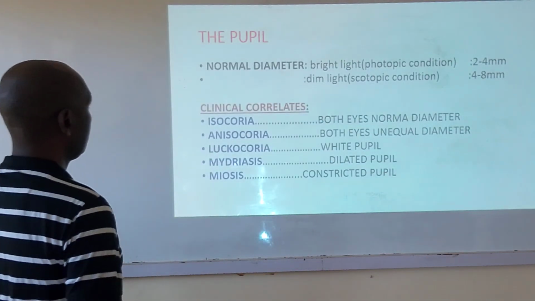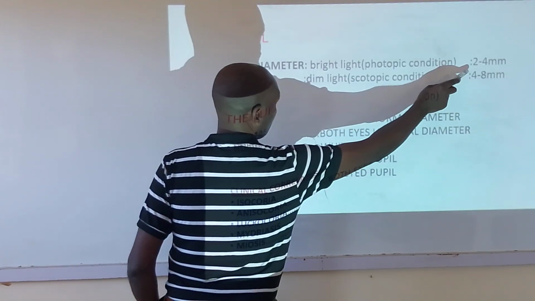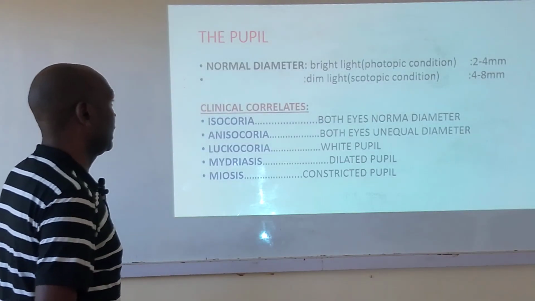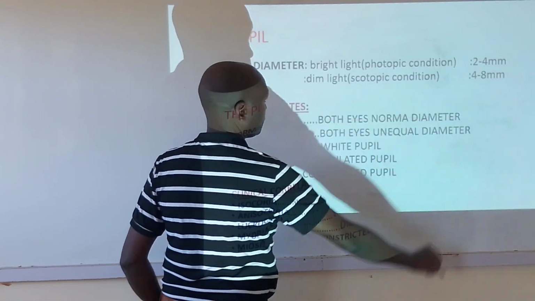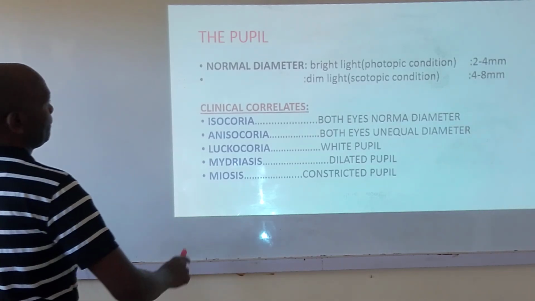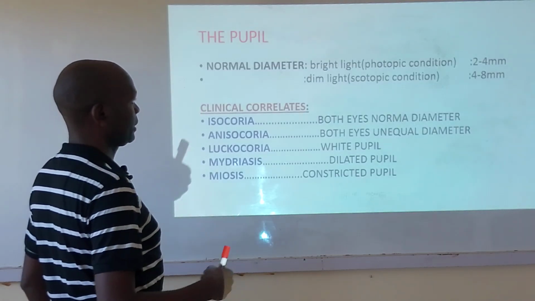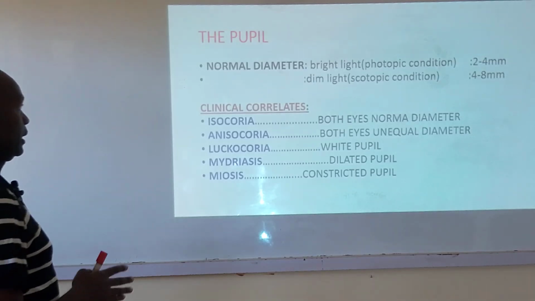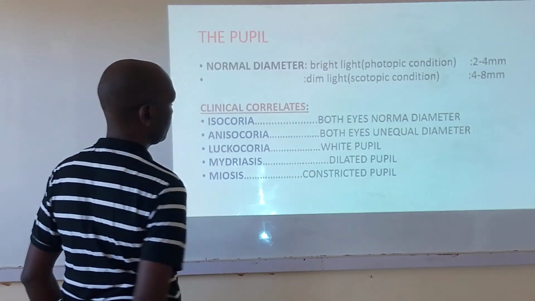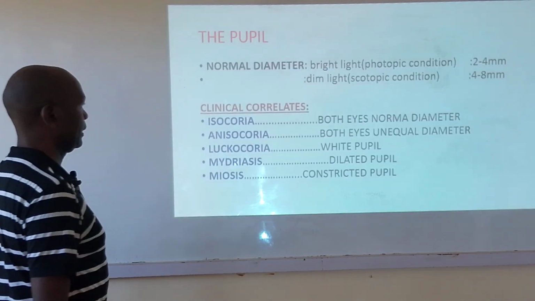And the pupil, the normal diameter of the pupil in bright light is 2 to 4 millimeters, while in dim light it is about 4 to 8 millimeters. So what you need to know is that the pupil changes in size. In bright light, the pupil reduces in size, while in dim light, what we call the scotopic condition, the pupil increases in size so as to allow light to get into the eye.